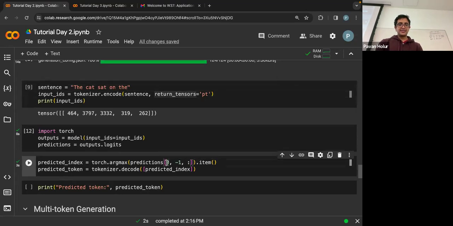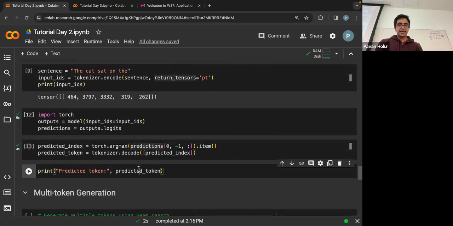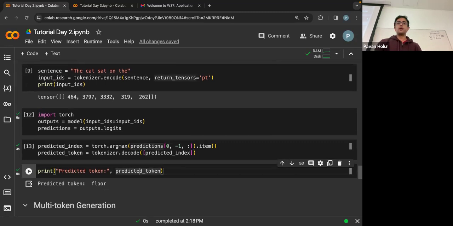Okay, so we did that. We ran this, and let's look at the predicted token, floor. So we get the cat sat on the floor. That was one token that was generated by the GPT model. Did we all get this? This is the most likely out of all that you have to distribute.